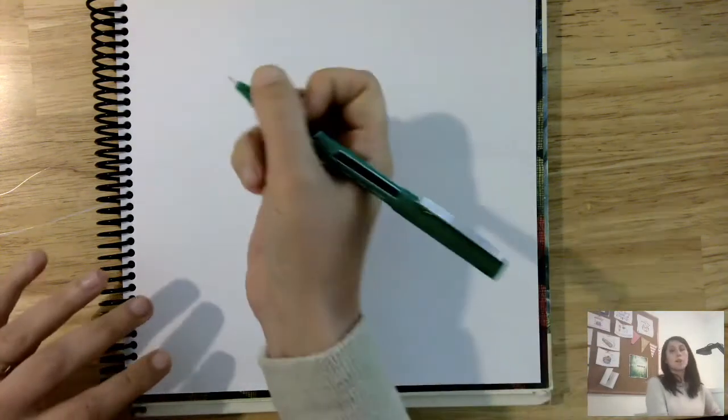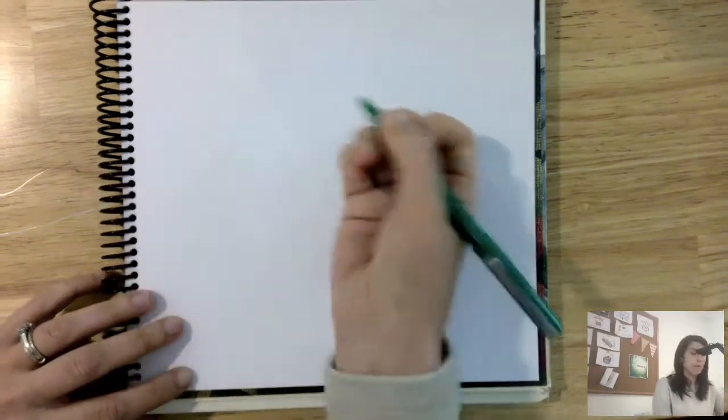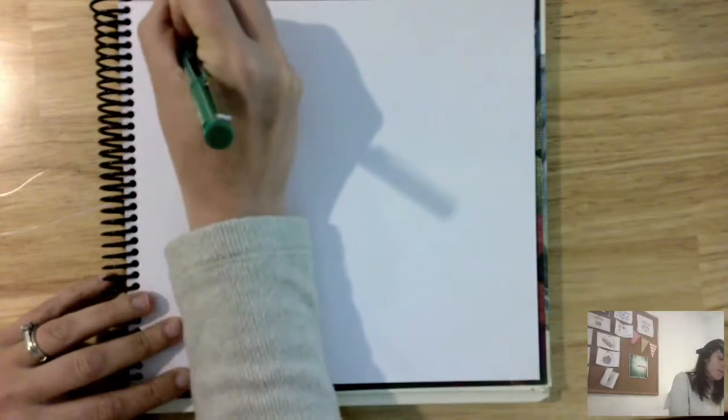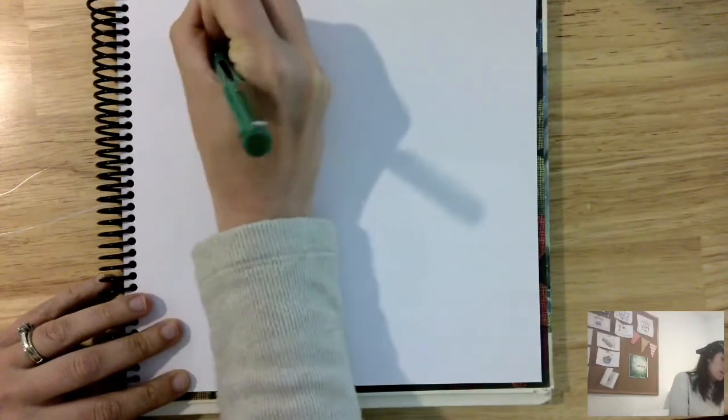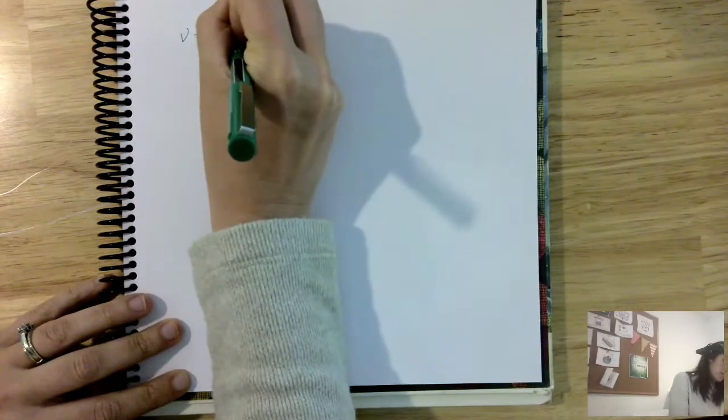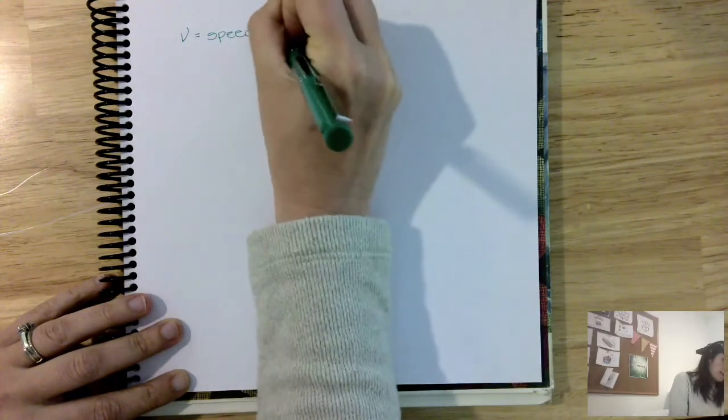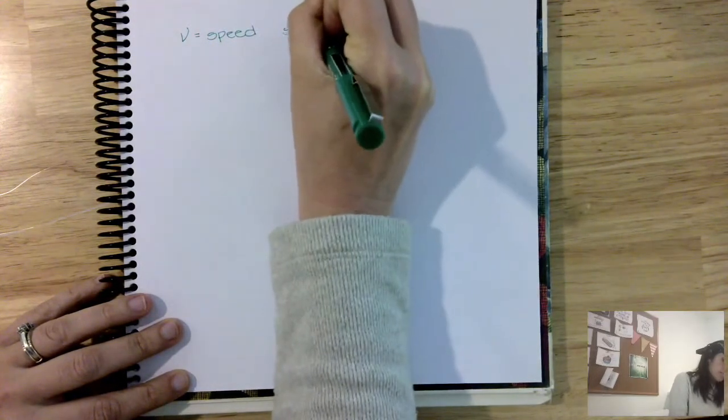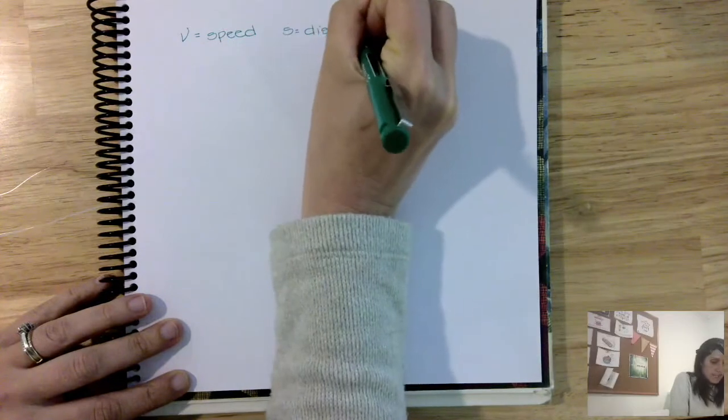Today I'm going to talk about solving for speed, distance, and time. The first thing we want to do is know our variables. So we use an italicized V to equal speed, an S for distance, and a T for time.